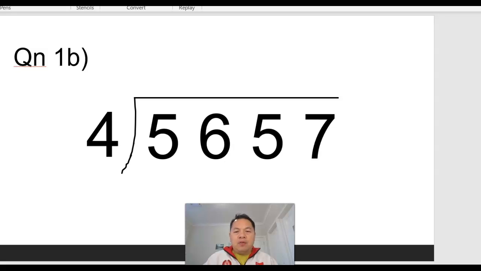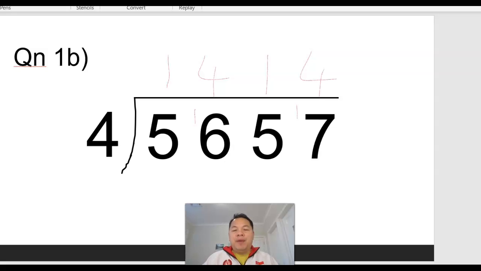So we'll start, and whenever we divide, we always move from the leftmost digit, then moving along to the right side. So let's start. 5 divided by 4, there's only 1, and the remainder is 1. So 16 divided by 4 is 4. And 5 divided by 4 is only 1. 17 divided by 4 is 4.